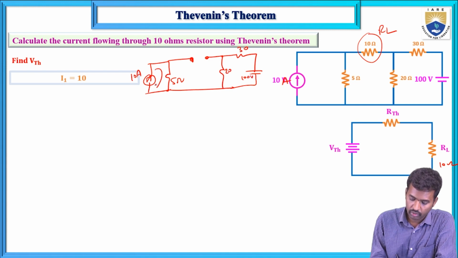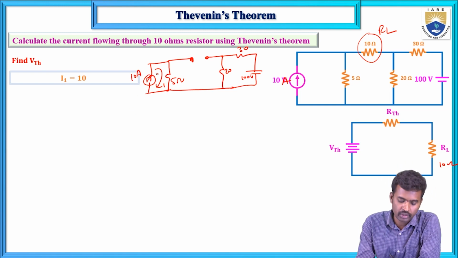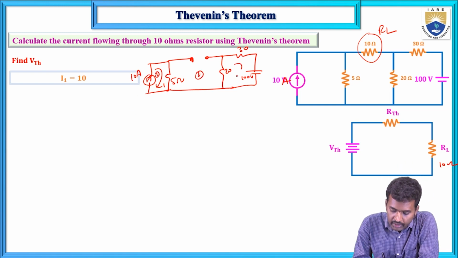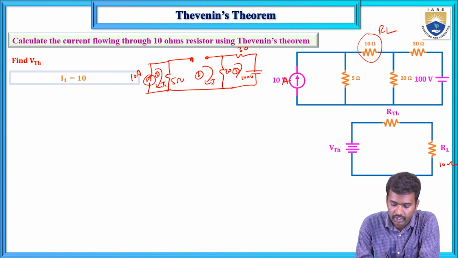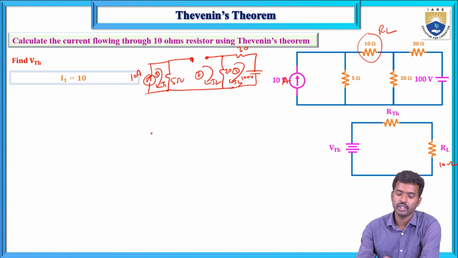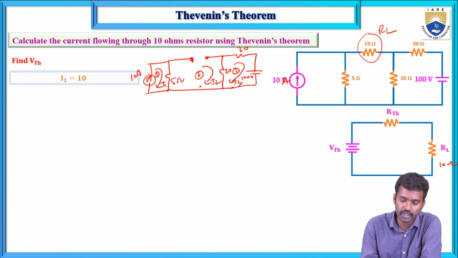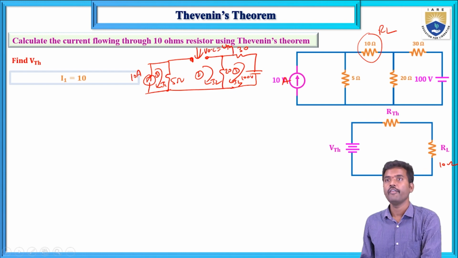How many loops are here? 1, 2 and 3. This mesh current is I1, this mesh current is I2, and this mesh current is I3, in clockwise direction. Here I1 equals 10 and I2 equals 0 because it is an open circuit. Calculate this open circuit voltage. That open circuit voltage equals VTH.